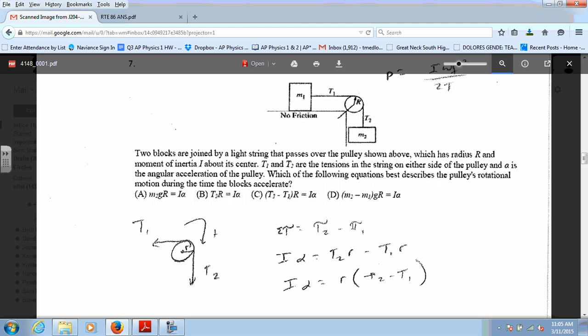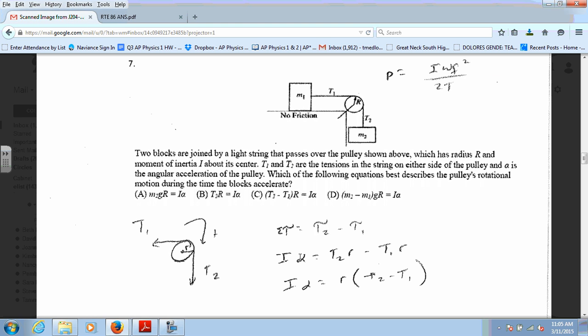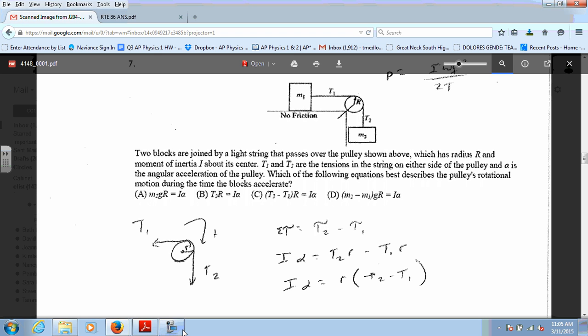So the net torque is torque 2 minus torque 1. I made this direction positive, even though that's unconventional. You could switch it around and still be right. And then net torque also equals I alpha, and that's really all it is. We just factor out the R, and so I alpha equals R times T2 minus T1, which is this. Basically the same thing as that.